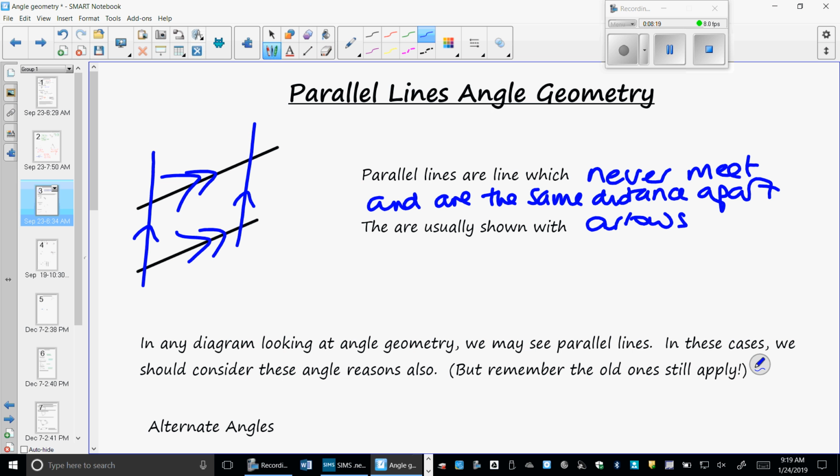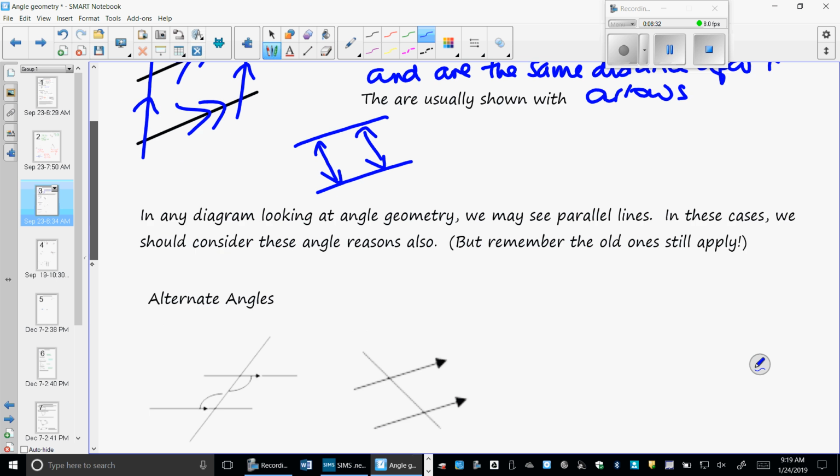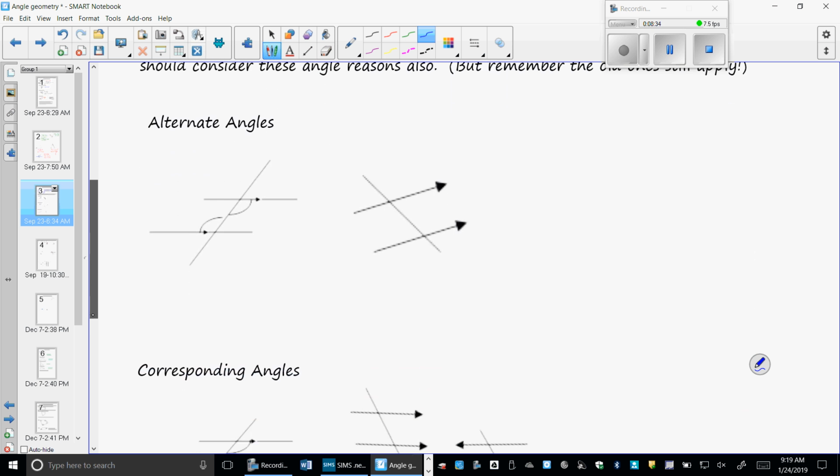Wait, what do you mean they're the same distance apart? Should they just be...? No, they always have to be the same distance apart from each other. Oh, okay. Yeah. Sorry.